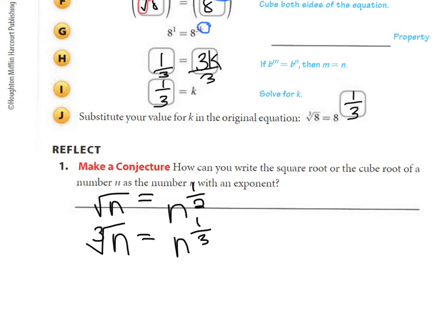Now, here's where I want you to think a little bit, because we had both of those examples. What if I had the 4th root of n? Take a second. You should have written that as n to the 1/4. So roots are written as fractions with the denominator being the index of the root of the radical.